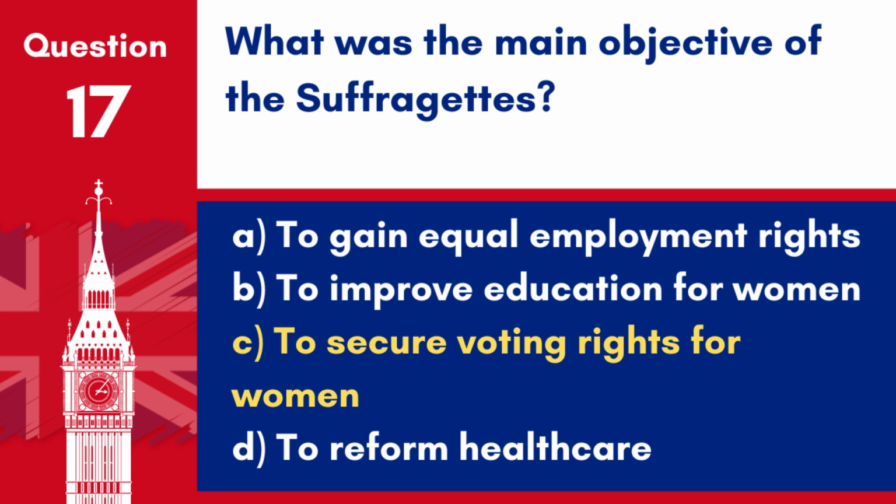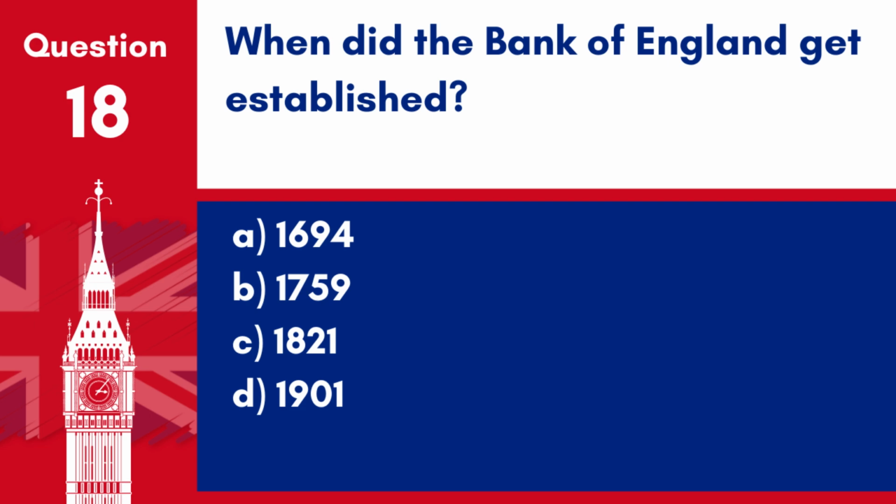Answer: C. To secure voting rights for women. The main objective of the suffragettes was to secure voting rights for women in the UK. Question 18. When did the Bank of England get established? A. 1694. B. 1759. C. 1821. D. 1901. Answer: A. 1694. The Bank of England was established in the year 1694.